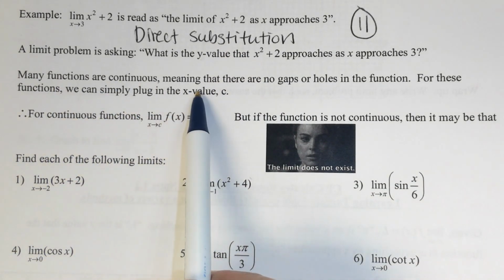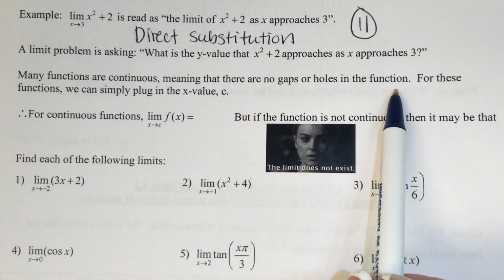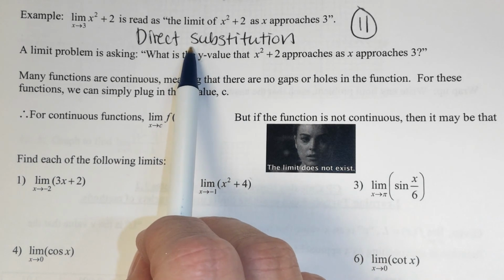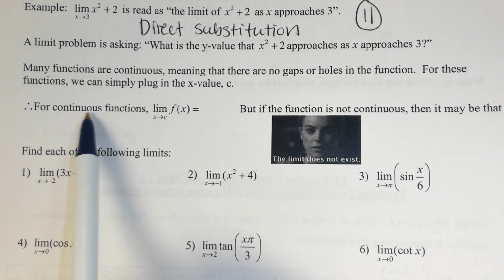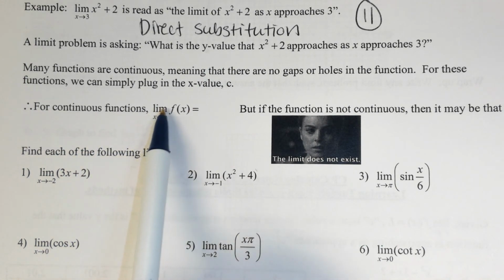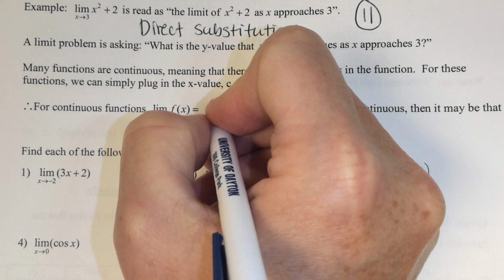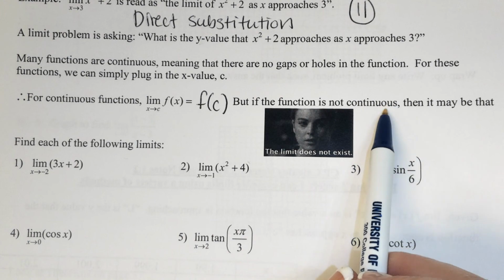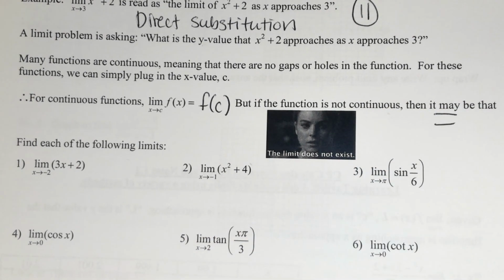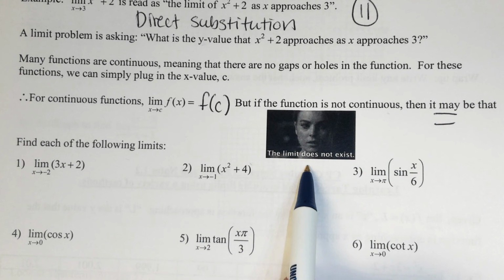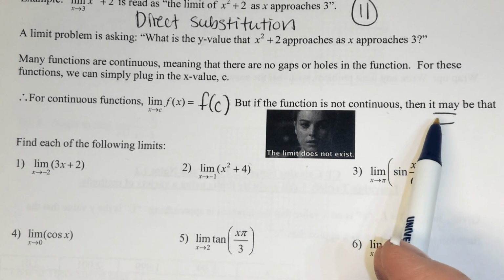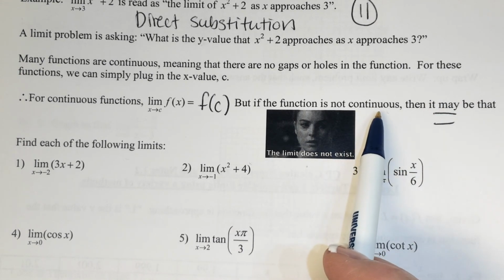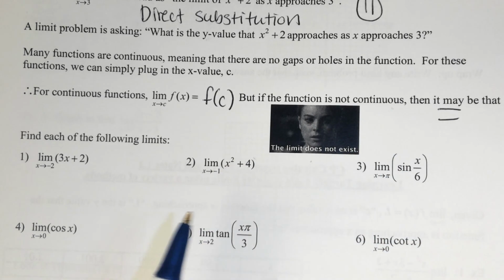Many functions are continuous, meaning that there are no gaps or holes in the function. For these functions, we simply plug in the x value. That's what we mean by direct substitution. So what we could say then is, for continuous functions, the limit of f of x as x approaches c is just f of c. But if the function is not continuous, then it may be the case that the limit does not exist. But not necessarily. We're going to have some cases where the limit does not exist, but other cases where it does exist even though the function is not continuous.